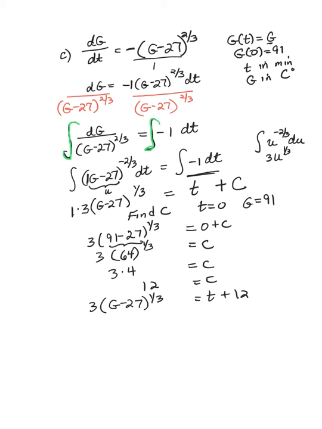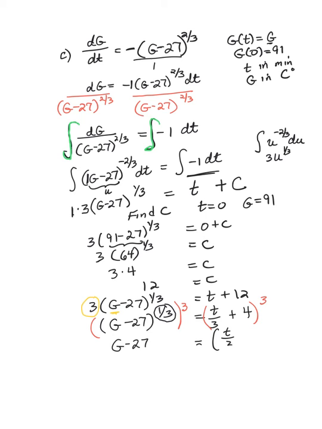But we're not done yet. Now here comes the algebra. We have to solve for the g. So we're going to get rid of this 3 by dividing everything by 3. So we get g minus 27 to the 1/3 equals t over 3 plus 4, which is 12 divided by 3. Then, to get rid of this exponent of 1/3, we'll raise each side to the reciprocal power, which is to the 3rd. And it has to be the entire right side and the entire left side. So we get g minus 27, since 1/3 times 3 is 1, and the rule when we have a power to a power is we multiply the exponents, equals t over 3 plus 4 cubed.